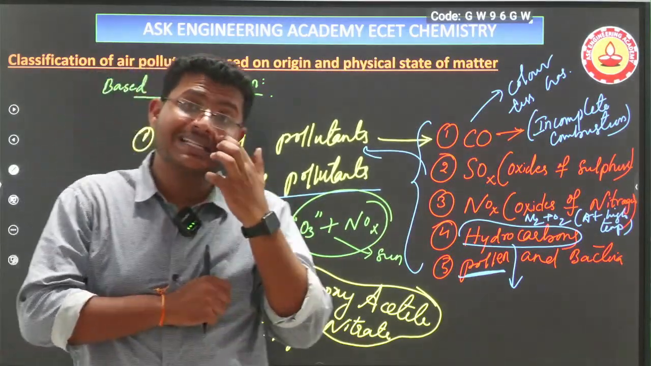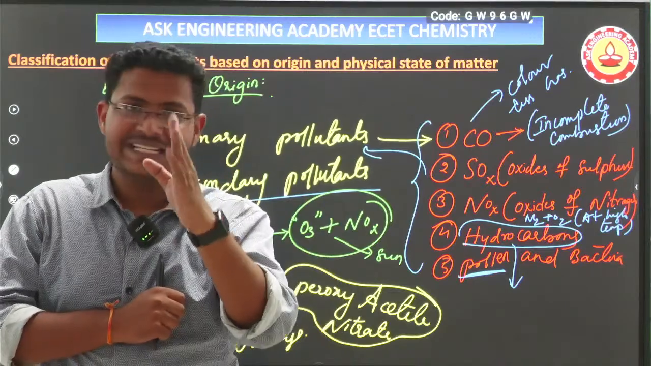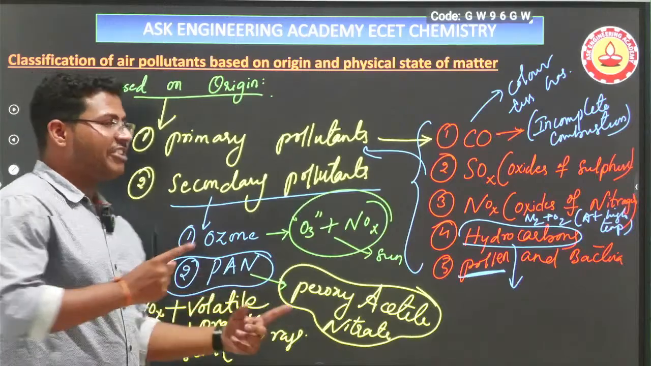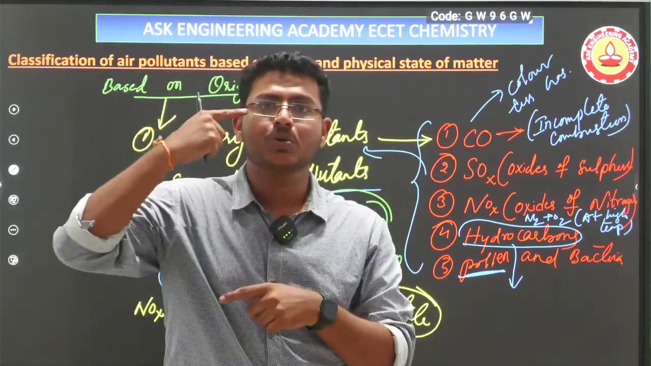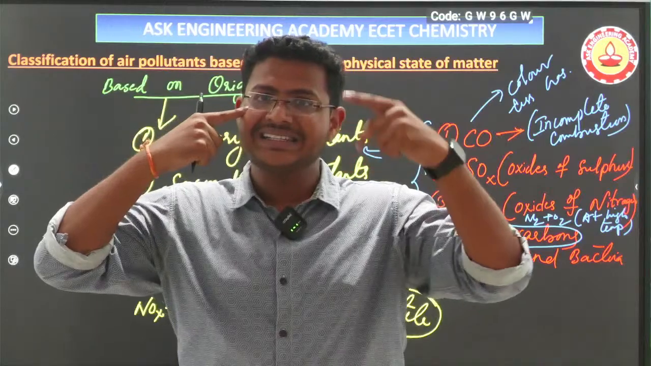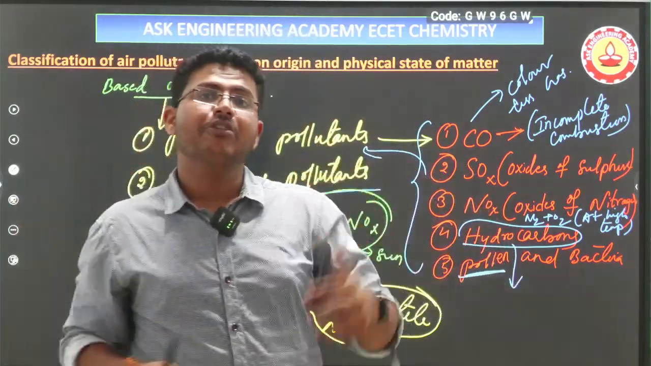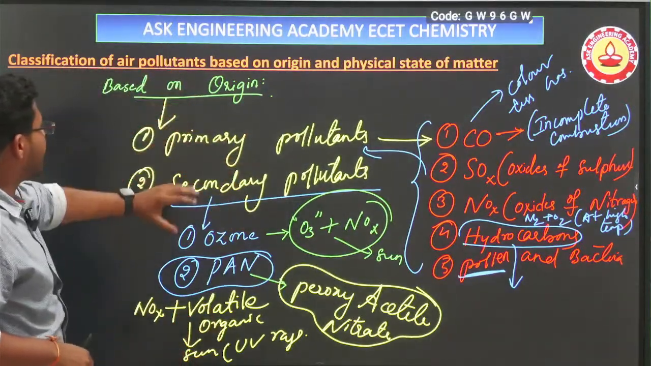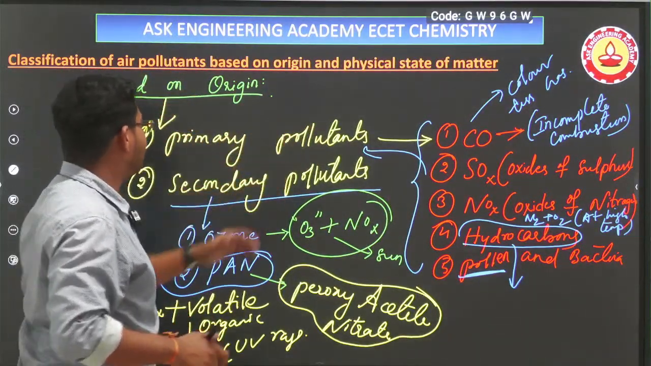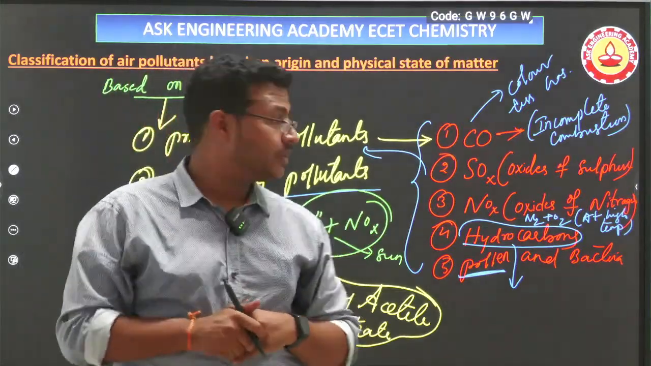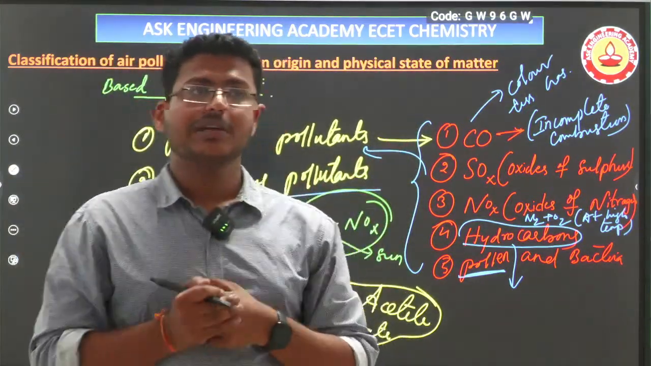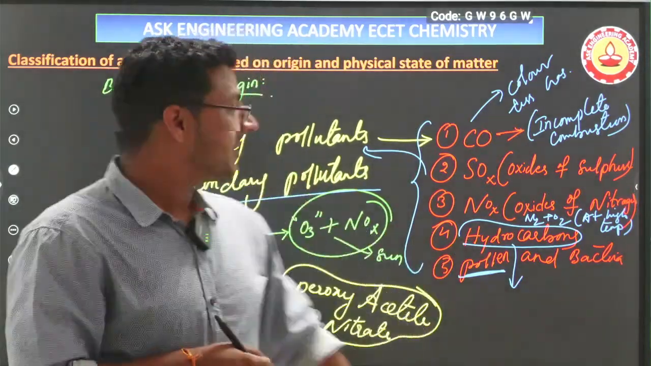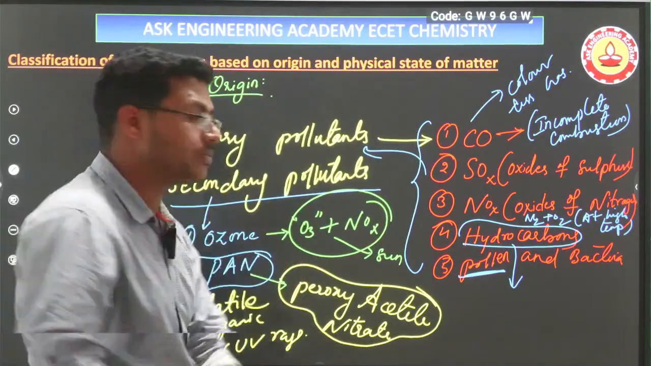పాన్ స్టాండ్స్ ఫర్ పెరాక్సీ అసిటైల్ నైట్రేట్. ఇది వెరీ వెరీ వెరీ ఇంపార్టెంట్ ఫర్ ఈసెట్. ఈసెట్లో తప్పకుండా ఇది వస్తుంది, గుర్తుపెట్టుకోండి. PAN is very harmful to our skin. It is also a powerful eye irritant. ఐస్కి ఇరిటేషన్ కాజ్ చేస్తుంది కాబట్టి ఇట్ ఈస్ కాల్డ్ ఎ పవర్ఫుల్ ఐ ఇరిటెంట్. So these are things based on the origin. Based on the origin, these are classified into primary and secondary. The question ఎలా వస్తుందండి ఈసెట్లో, they will give 4 options: which of the following acts as a primary pollutant? Based on this concept you can answer that question.